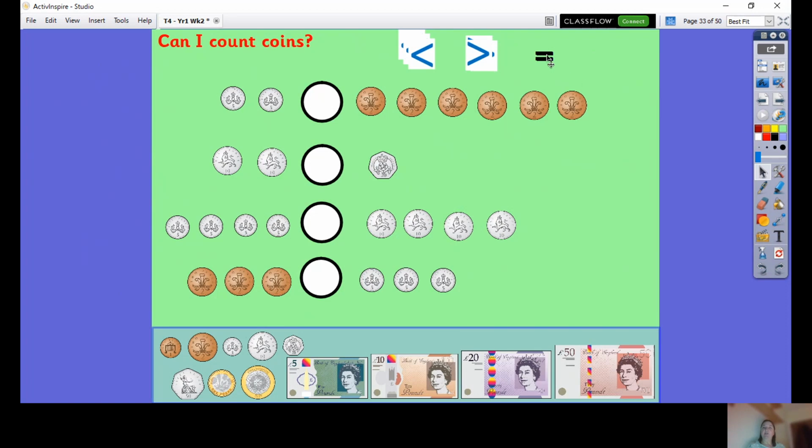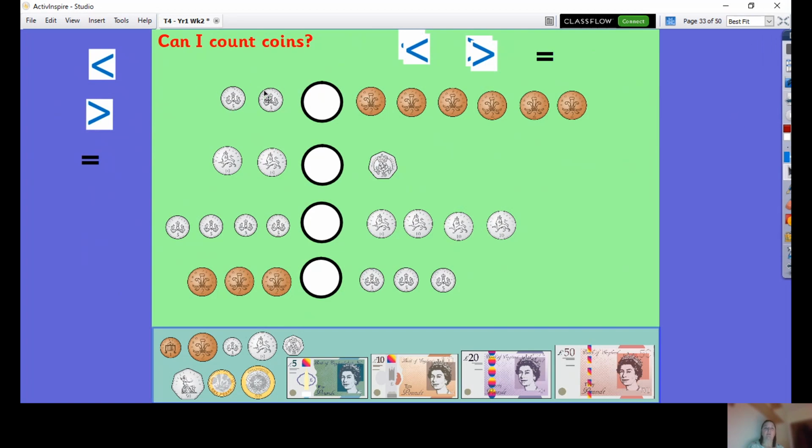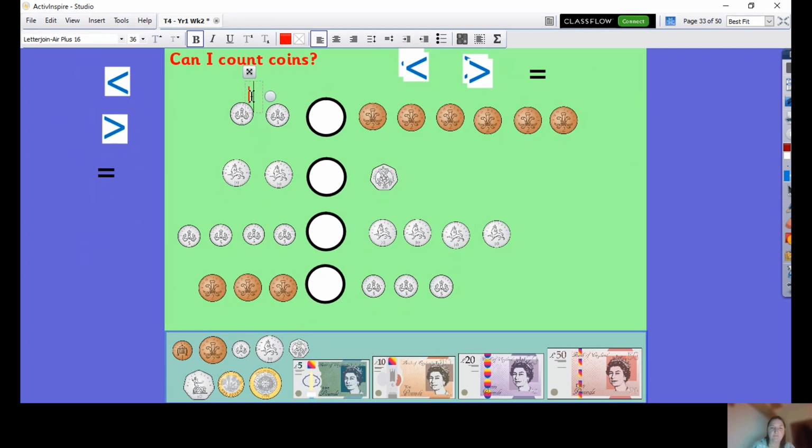So looking here, we're going to use these symbols again. So remember, what's this one? I can hear everybody saying to me that this is less than. We've got more than, and this one means equal to or the same as. So I need to work out what these are. So I've just done that. What is 5 and 5? I know that 5 and 5 is 10 pence.